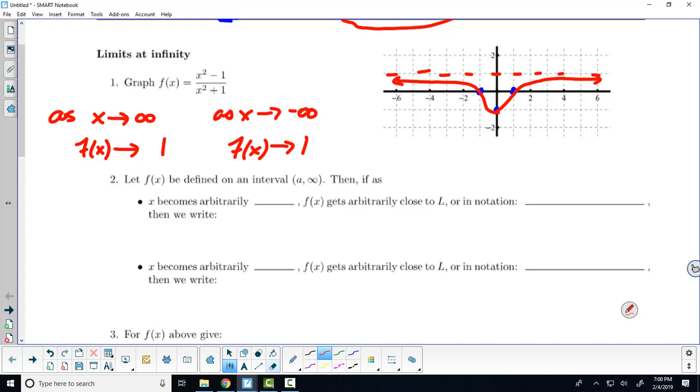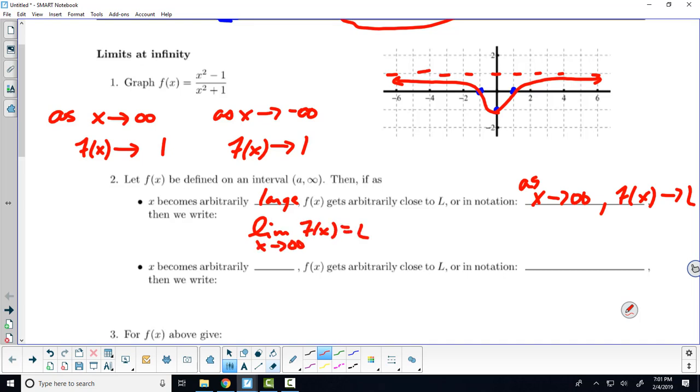Okay? So let f be defined on the interval a to infinity. Then if as x becomes arbitrarily large, f of x gets arbitrarily close to L. Okay? Or in notation, let's say as x approaches infinity, f of x approaches L. Then we're going to write the limit as x approaches infinity of f of x equals L.